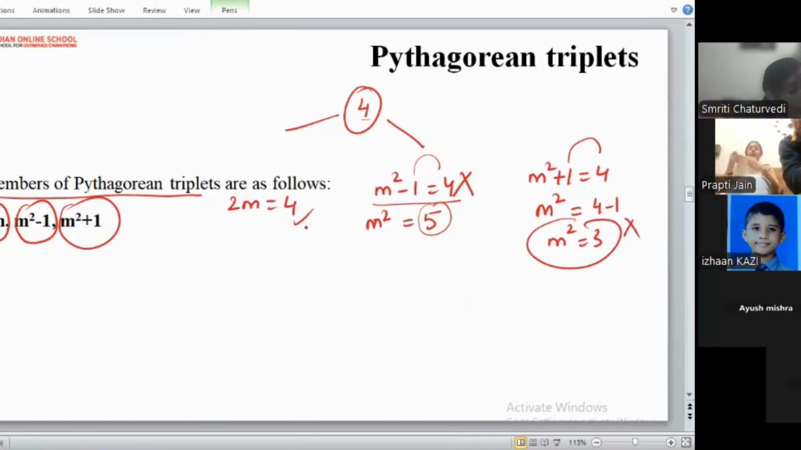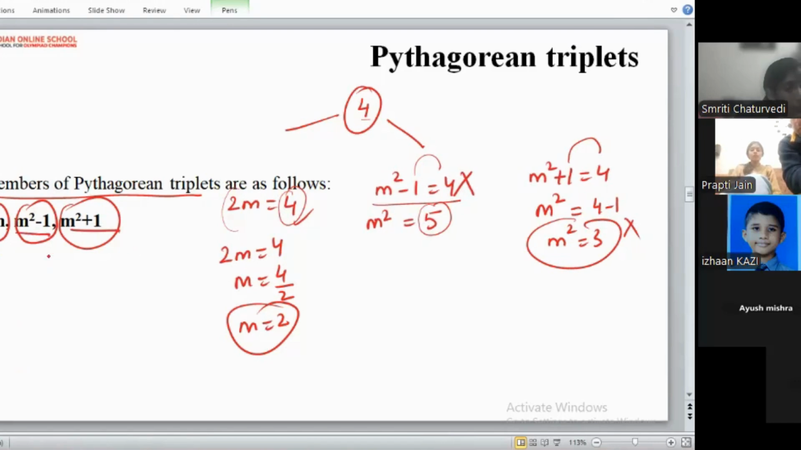Now what is left? 2m equals 4. m equals 4 by 2. The value of m we are getting is 2. Correct? So this member is already given to us, which is 2m. Now 2m is out of the race. We have these two members left, m square minus 1 and m square plus 1.